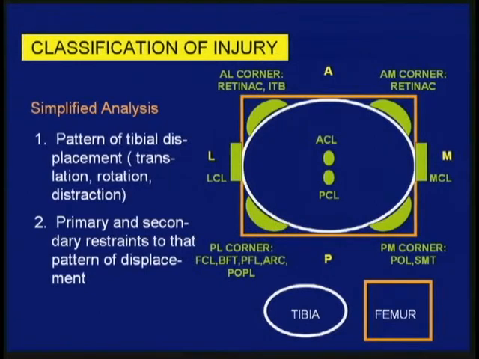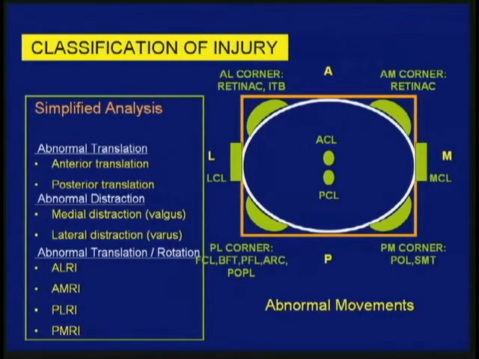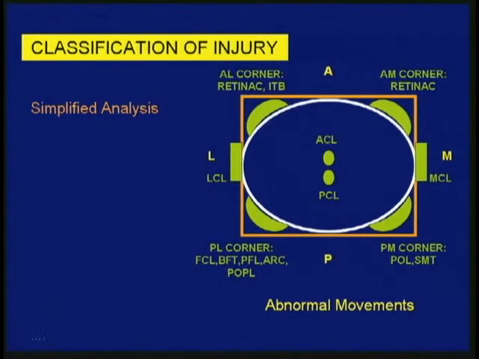When you try to summarize in a simple fashion the patterns of displacement or movement of the tibia, remember we refer to the tibia with respect to the femur, you end up with something like this. Two patterns of abnormal translation, anterior and posterior, two patterns of abnormal distraction, that is widening of one part of the joint, that's valgus and varus, and four classic translational rotational injuries, Arlow-Amore, and then two that are not so common, PLRI and PMRI. So let me just show you a couple of these.